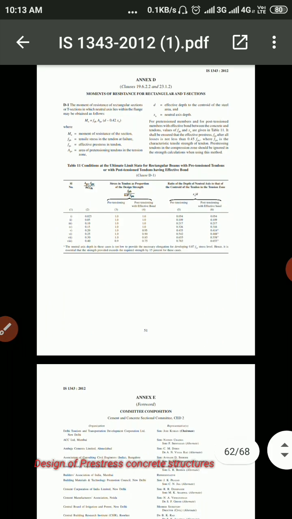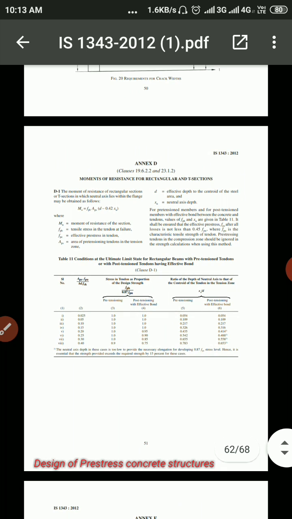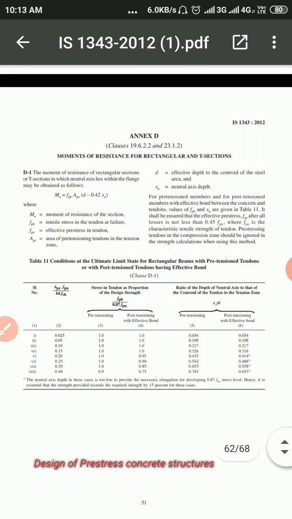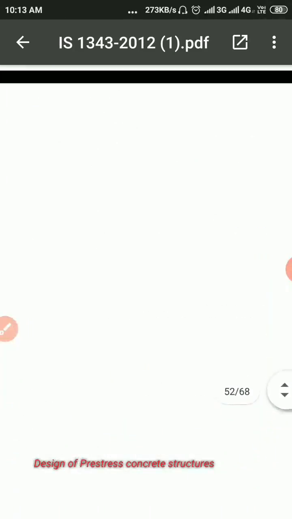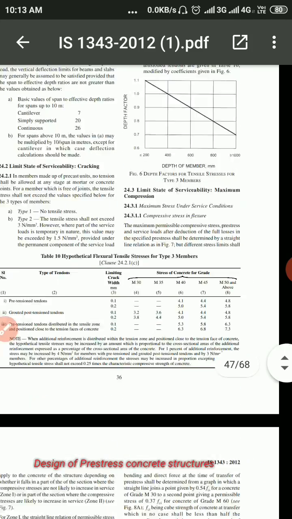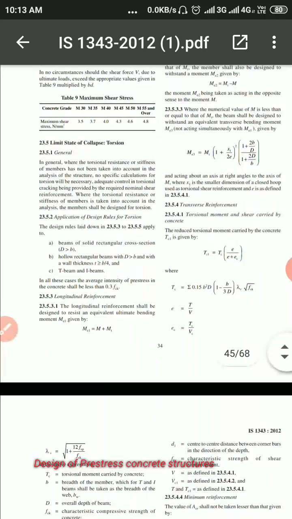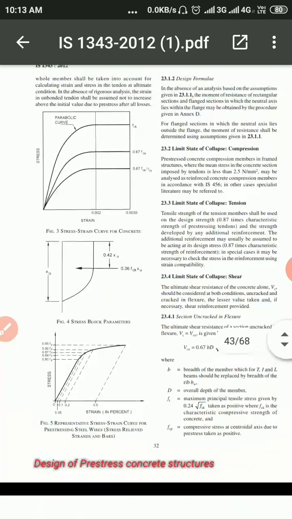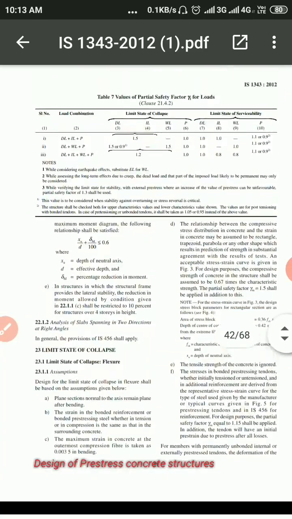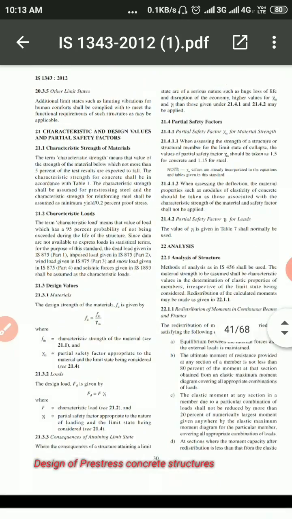So this is the flexural strength of prestressed concrete. Now we'll see what is there in the particular clauses, that is 19.6.2 and 23.2. I think you have recalled all the concepts from IS 456. In a parallel way we are going to design this pre-stressed member. I think it is quite familiar to you.